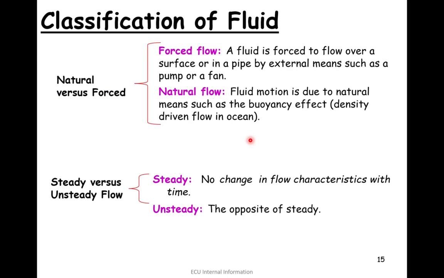We also have another classification, which is called natural versus forced fluid. Forced flow is the one where, for example, we move water in an urban area or reticulation system. This is forced. We use a pump, for example, or a fan to provide flow through an air conditioning system, or water through a reticulation system. However, if the motion happens naturally, this is called natural flow.